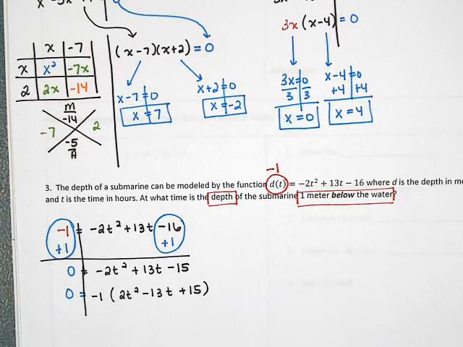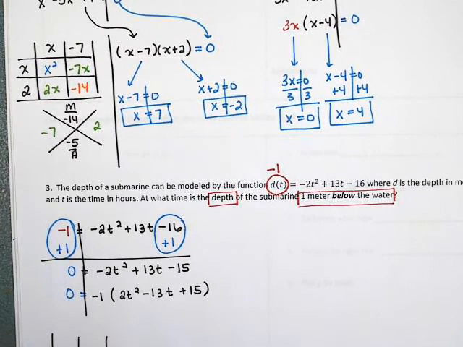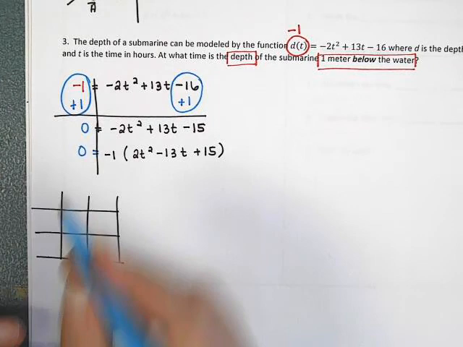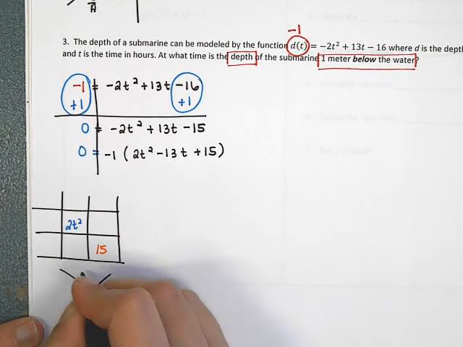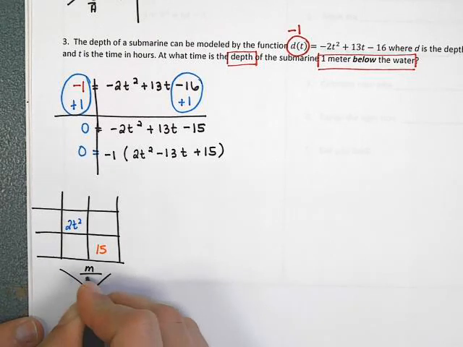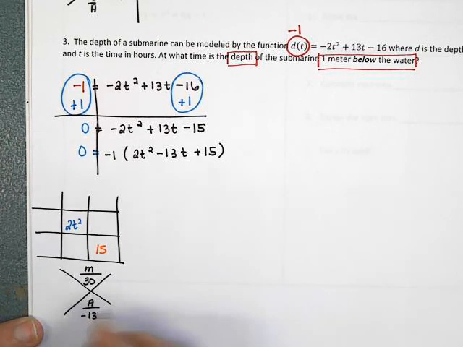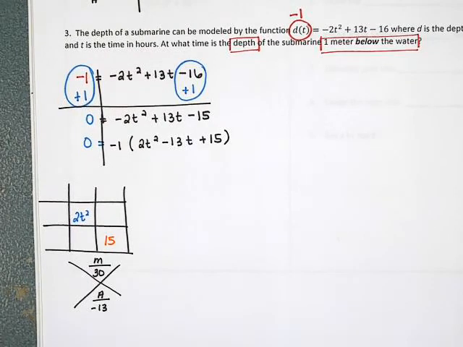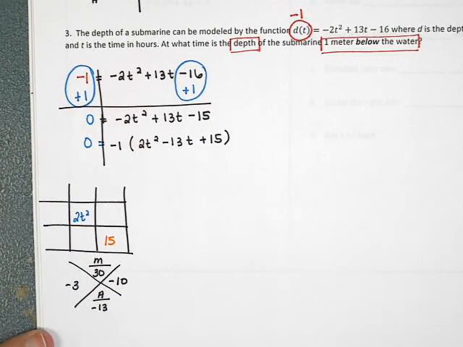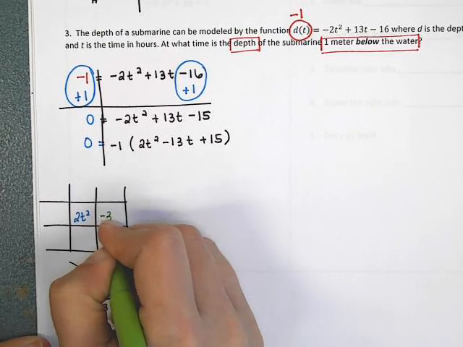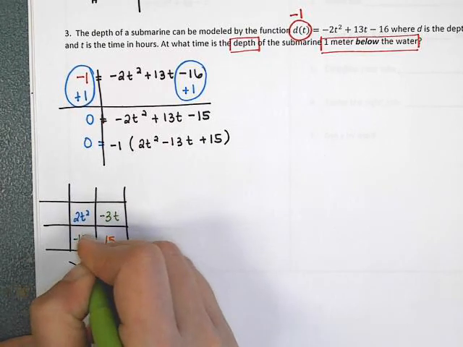Now I'm going to use my box method to continue factoring. So I'm going to fill in my 2t squared, the first term, and I'm going to fill in my 15. Then I'm going to do my m and my a. In this case, my m would be 30 and my a would be negative 13. So the factors of 30 that are going to make negative 13 would be 3 and 10, and I would just need to make both of those negative. So I would have negative 3t and negative 10t.